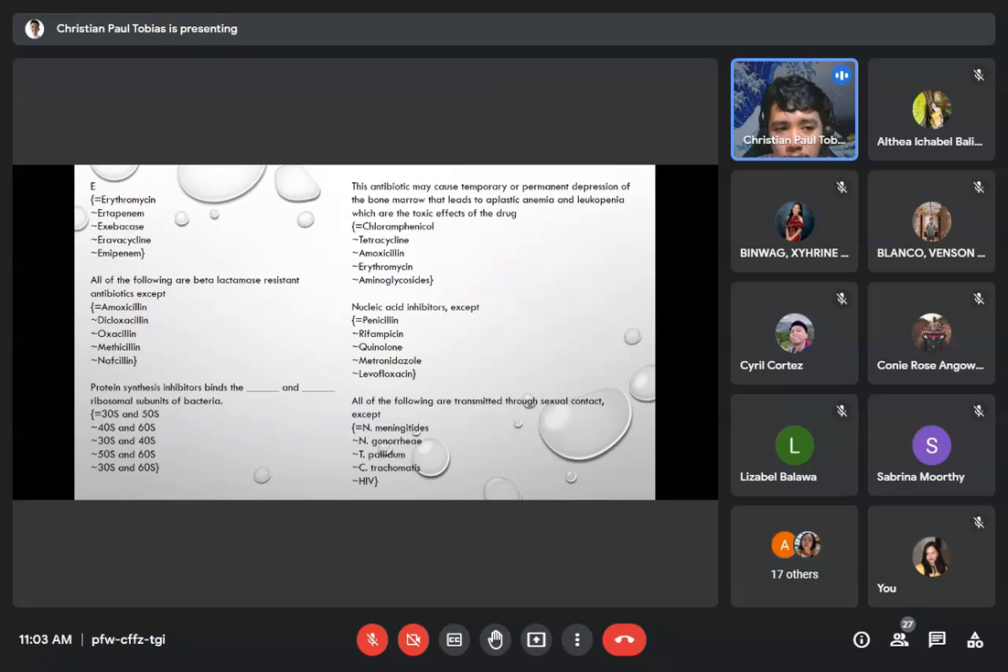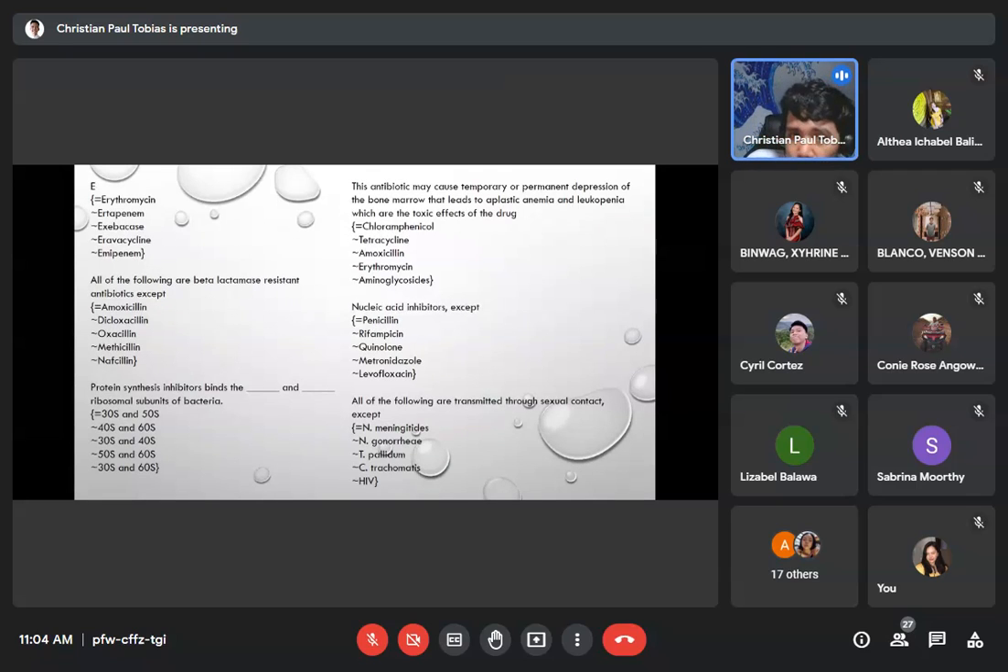So, D for dicloxacillin, O for oxacillin, M for methicillin, N for nafcillin, and C for cloxacillin. So, protein synthesis inhibitors bind to the 30S and 50S ribosomal subunits of bacteria. The 40S and 60S ribosomal units naman natin yon ng mga eukaryotic cells. 30, yung mga following choices, buo-buo ko lang yan.